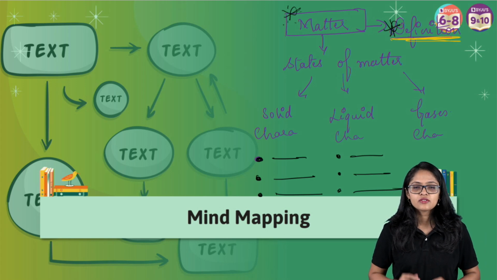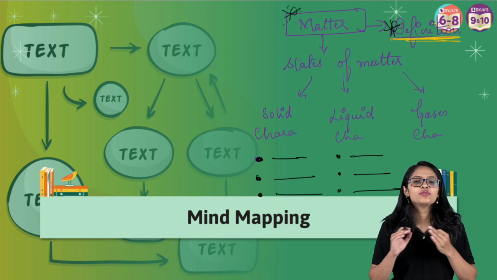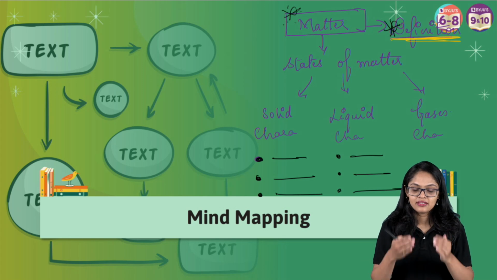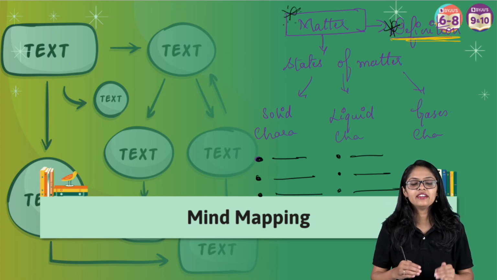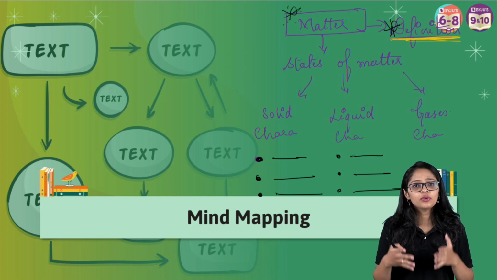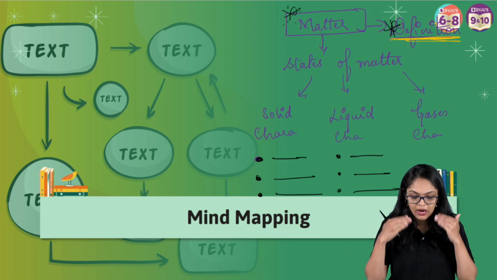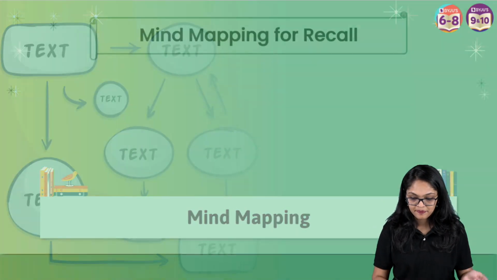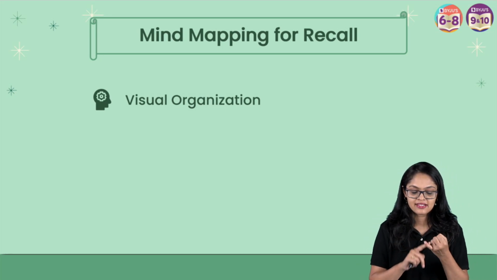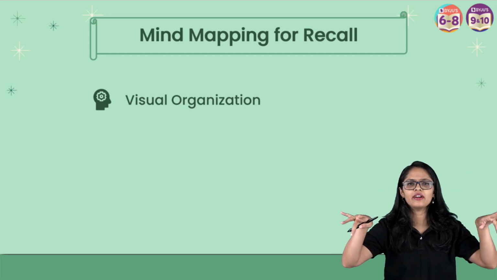Got it? So you use different colors, you use your own methodology, your own way of representing the concept in a way where you can understand better, right? You're doing this for yourself, not for anybody else. So mind mapping helps in visual organization, obviously, because it has different colors, a kind of picturization, a flow chart.